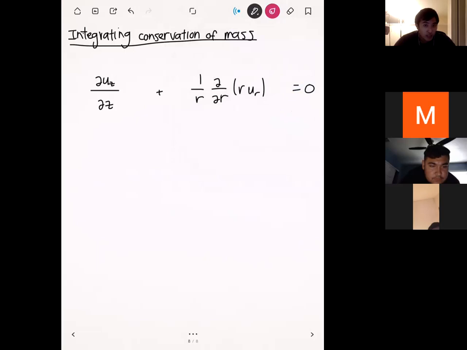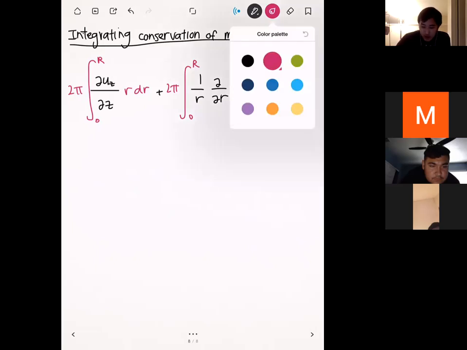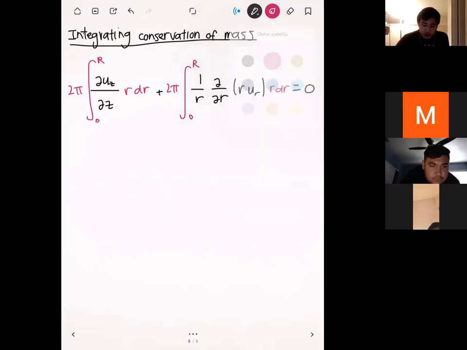But now we're going to take this equation and integrate it across the cross section. We're going to take this, multiply it by 2 pi, and then integrate it from 0 to big R of r dr. And we're going to do the same thing for this term too. Then we're going to work through this math a little bit, massage these integrals, evaluate them, and then use that to obtain our result. Let's work on these integrals one at a time, because I think that's the easiest thing to do.